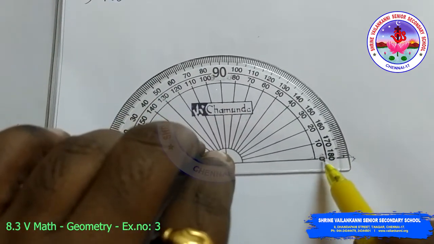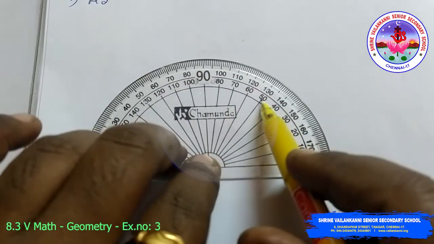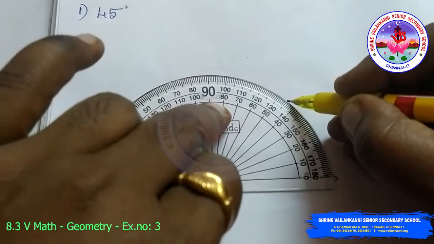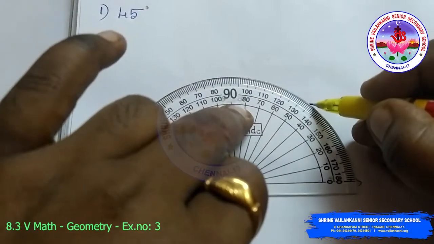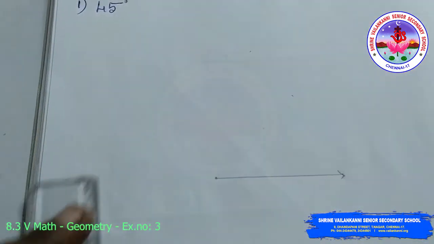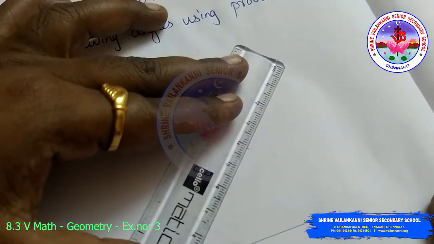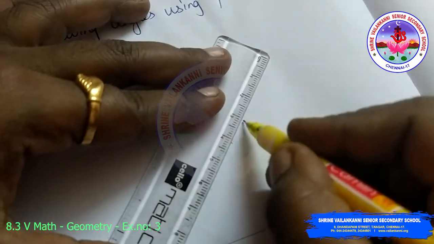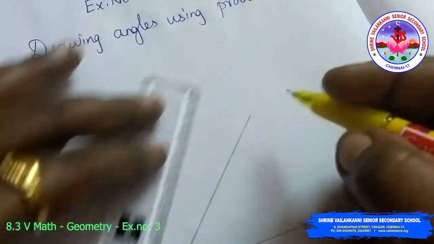So from 0, 10, 20, 30, 40 and 50, between them you will have 45. There you just have to make a dot at exactly 45. Remove your protractor. Using a scale, join these two points. You can extend your line also.